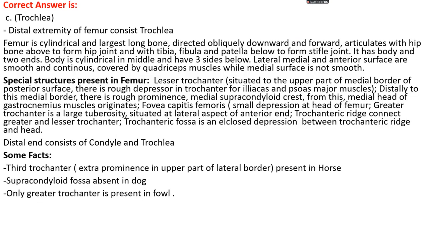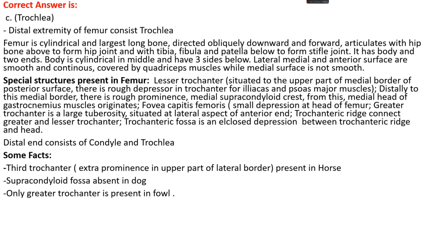Okay, let's see. The femur is cylindrical and the largest long bone. It is mainly directed obliquely downward and forward. It articulates with the hip bone above to form the hip joint, and it articulates with the tibia, fibula and patella, forming the stifle joint or knee joint.